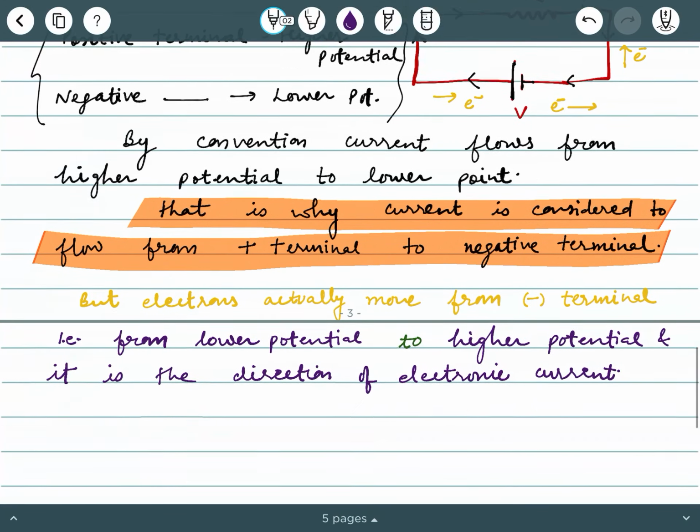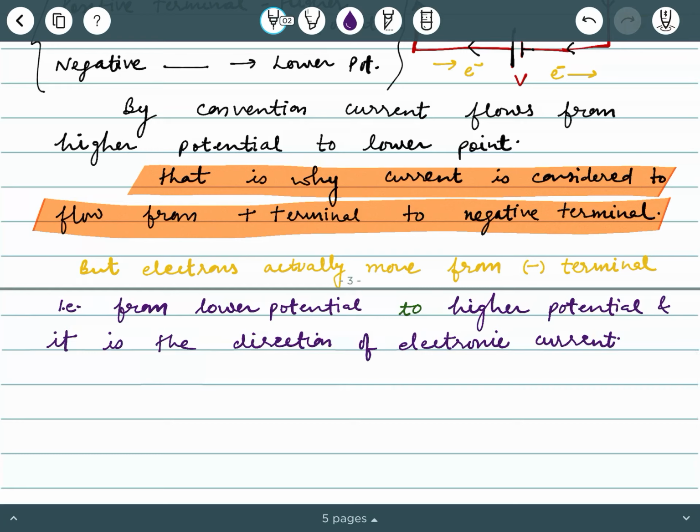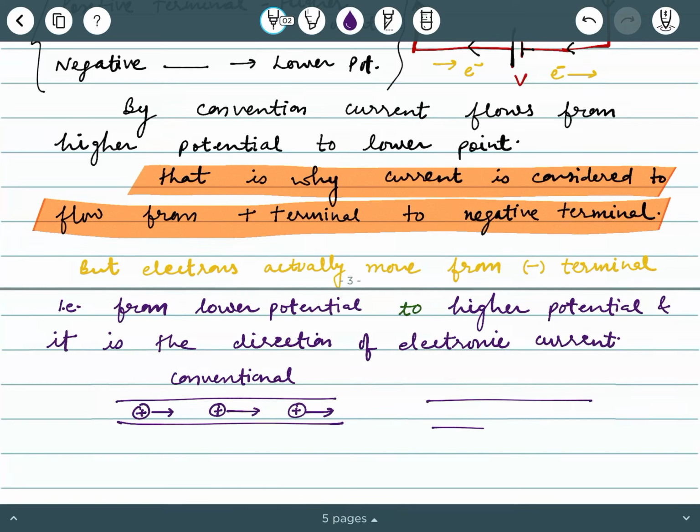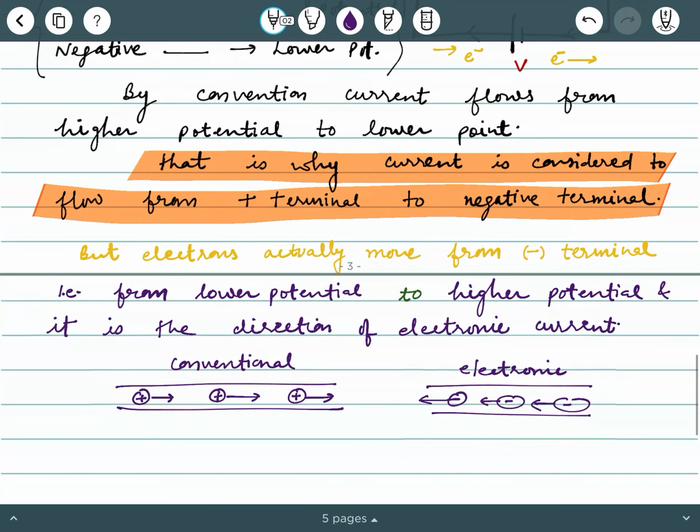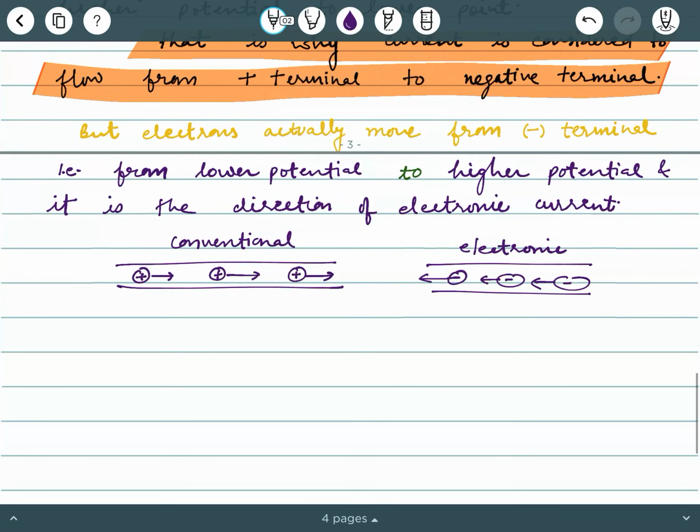So now what do you know? That means conventional current goes plus to minus and electronic current goes minus to plus. I will make a diagram. If you take conventional current, you can assume it is the direction of movement of positive charge. This is conventional current, while your electronic current is just opposite. This is electronic current, meaning the direction of movement of electrons.